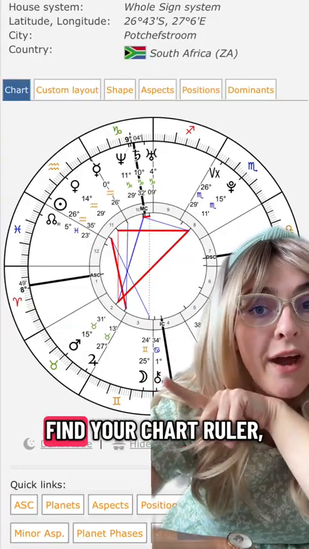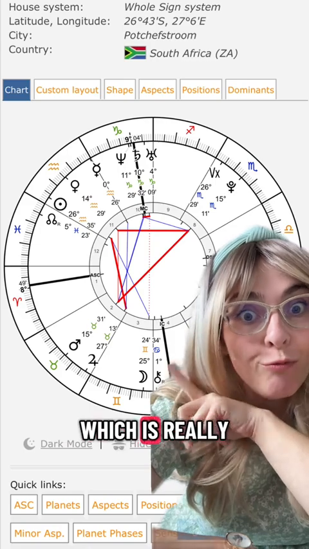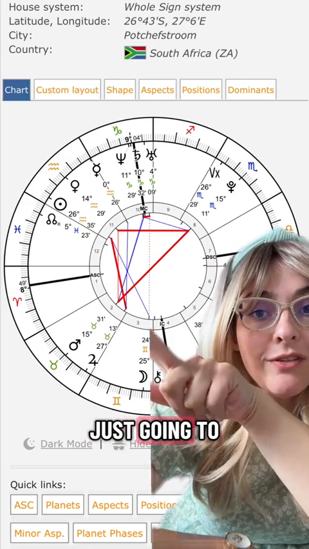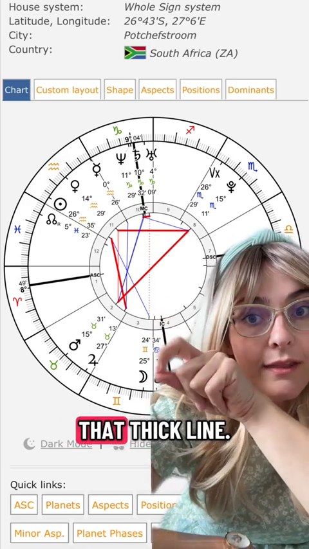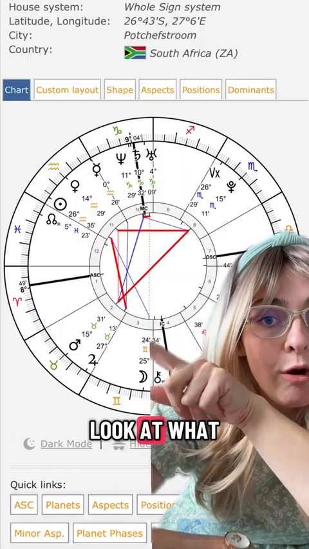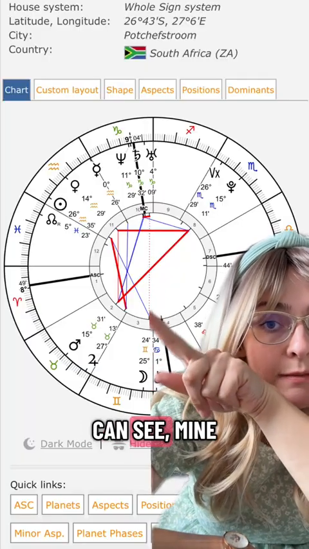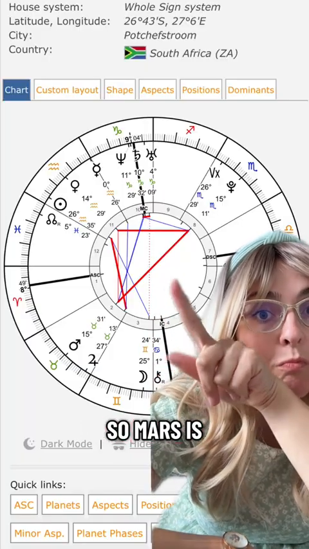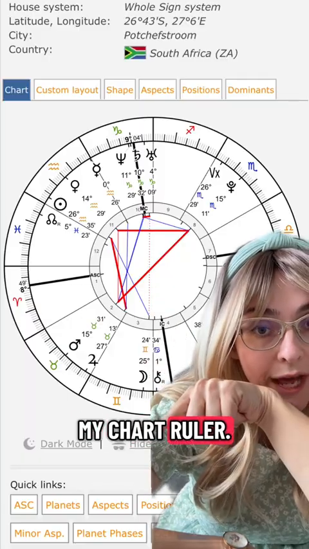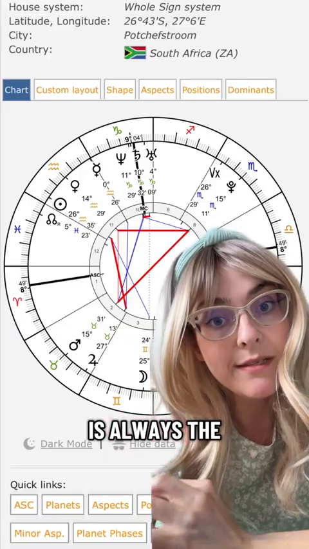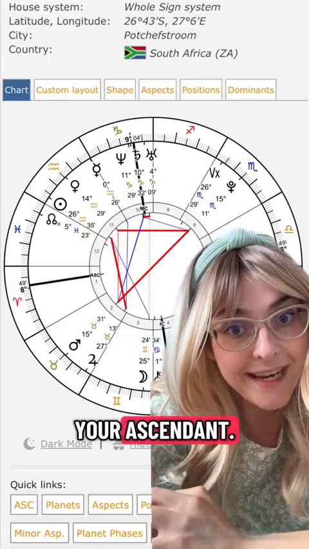Now we're going to find your chart ruler, which is really easy. You are just going to see that ascendant line, that thick line. You're just going to look at what sign that line is in. So as you can see, mine is in Aries, so Mars is my chart ruler. The chart ruler is always the planet that rules the sign of your ascendant.